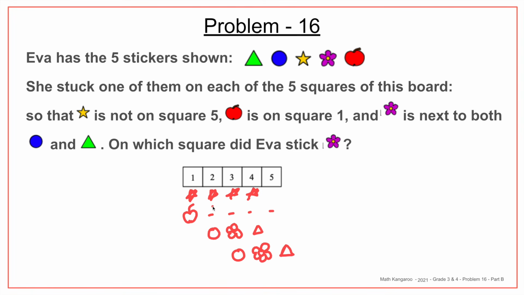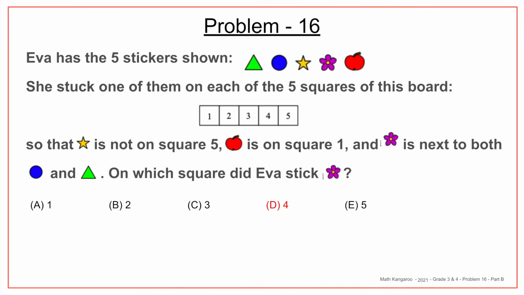Now looking at this picture, we know that a star cannot be on 5. What does it mean? That if star is on 3rd position, then there is no chance that flower could be close to circle. So star needs to be on the 2 position. So we cancel 3 and 4. So when it's on 2 position, that means that this arrangement is not possible, star, and this arrangement should be there. So when this arrangement is not possible, this is our correct position. So flower will be at position D, 4.